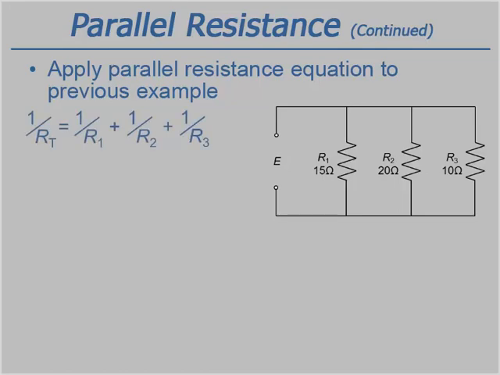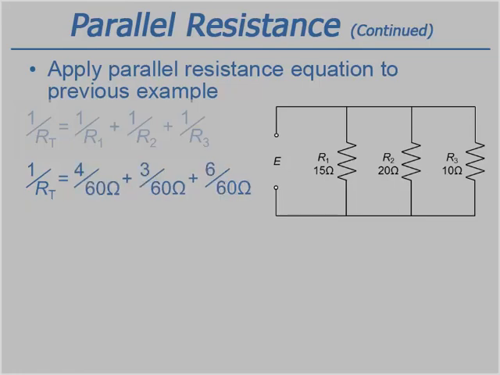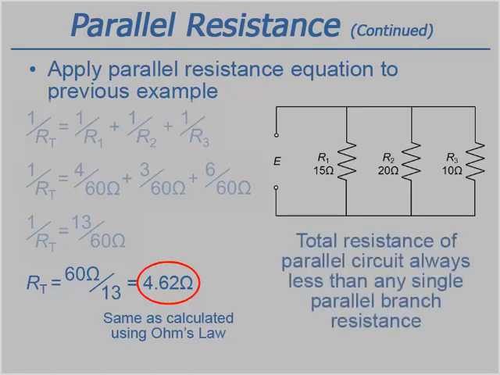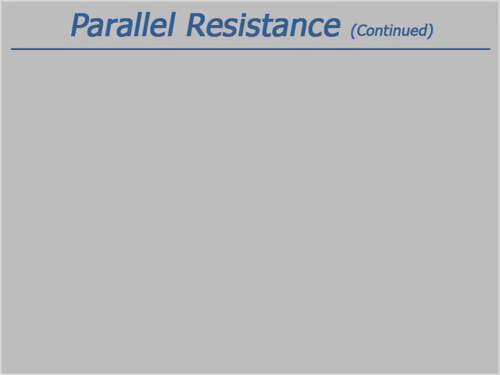Given the parallel resistance equation, insert the values for the three parallel resistances into the equation and then determine the lowest common denominator to simplify the equation. Invert both sides of the equation, or cross-multiply, and solve the equation for the total resistance. As you would expect, the calculated equivalent resistance value is the same using both Ohm's law and the parallel resistance equation. Note, whenever resistances are in parallel, the total resistance, or equivalent resistance, is always smaller than any of the single parallel branch resistances.